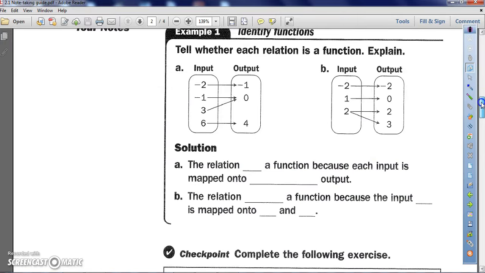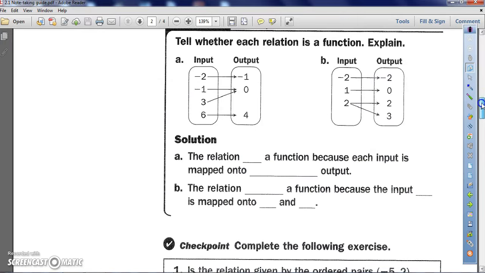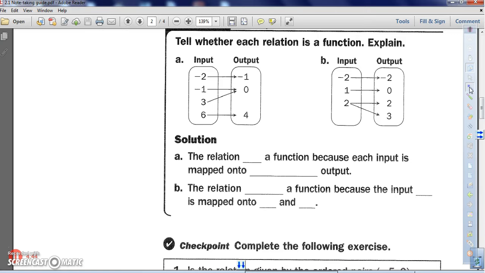Let's take a look at example 1. It says, tell whether each relation is a function. Well, remember that to be a function, each value of the input, or each x, can only have one y that goes with it. So when I look at letter A here, I have an x value of -2, and it's paired with -1 and nothing else.